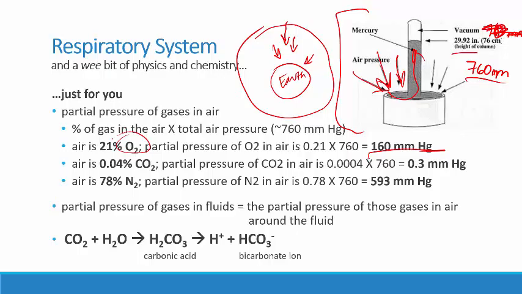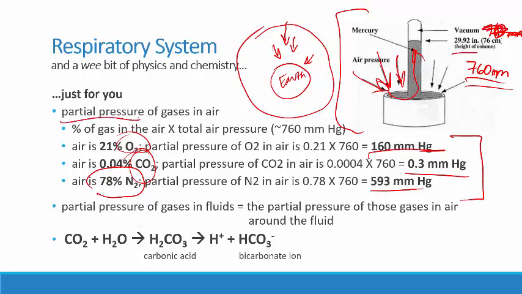Carbon dioxide is a very small part of the atmosphere, so a very small part of air pressure is attributable to carbon dioxide. Whereas nitrogen gas, which is an inert gas that has no biological effect, is the largest portion of the gases around the Earth, and it produces about 593 millimeters of that total 760 millimeters of pressure on us.